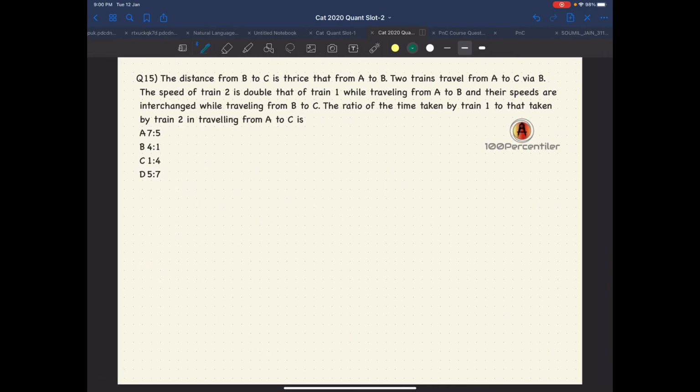Okay, so here we are given the distance from B to C is thrice that from A to B. So let's have the distance from A to B as x, then this is 3x. Two trains travel from A to C via B. The speed of train 2 is double that of train 1. So if this is traveling by v, this is 2v while traveling from A to B, and their speeds are interchanged while traveling from B to C. So here this becomes 2v and this is v.